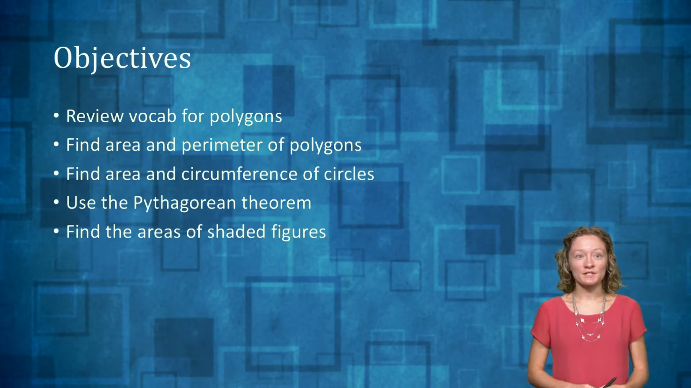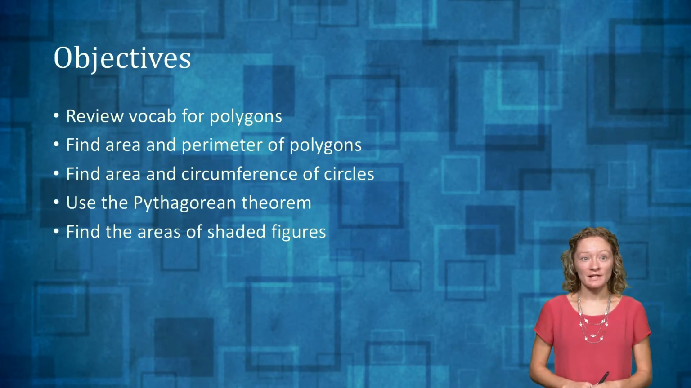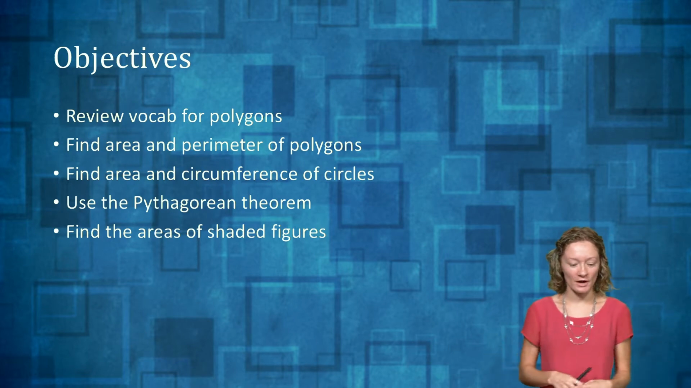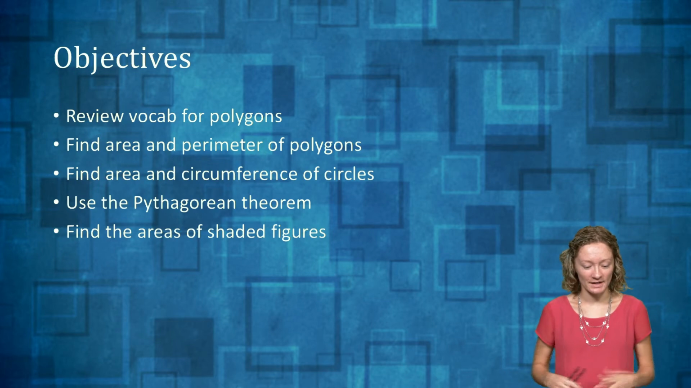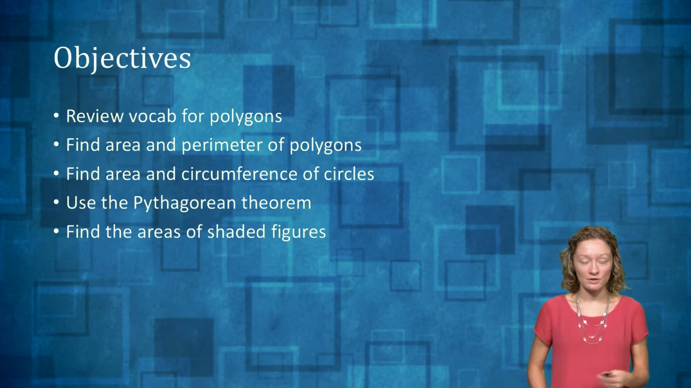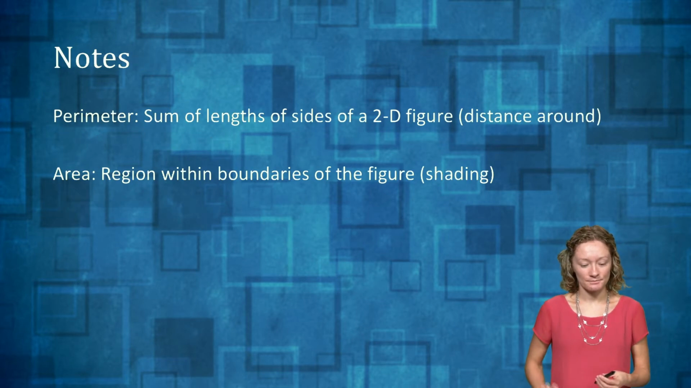So our objectives for this video: review vocab for polygons. Remember, we discussed those in previous videos. Polygon, the general term for any closed three or more sided shape. We're going to find the area and perimeter of specific types of polygons, area and circumference of circles. We'll use the Pythagorean theorem and then use all of that stuff ultimately to find the areas of shaded figures.